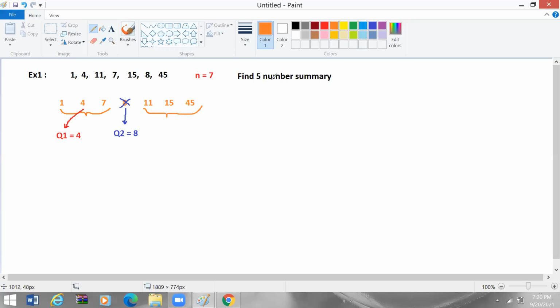I have a question. If we have 2 middle numbers, do we count that? Yes, we do. If we have 2 middle numbers, then one's going to go for Q1 and one's going to go for Q3. Okay, thank you. You're very welcome. That is a good question. If we have 2, it's fair.